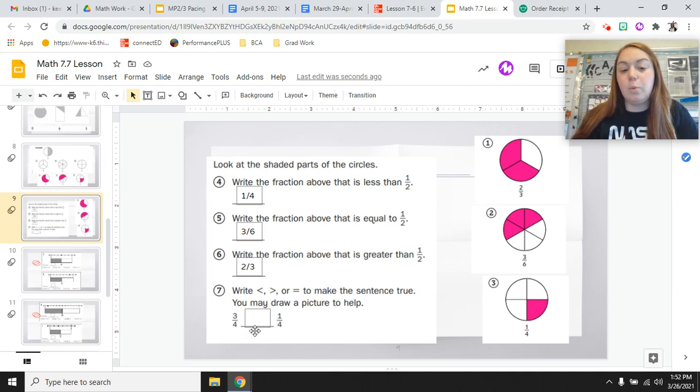3/4 is what compared to 1/4? So we have 1/4 here, and 3/4 would have 3 of the pieces filled in. So which one would be greater, 1/4 or 3/4? 3/4. And when I say greater, I mean more pieces shaded in, more of the circle filled in, closer to that 1 benchmark. Okay, so for this one, we would put it this way. So we would say that 3/4 is greater than 1/4 because it's closer to the whole or 1. And for this one, remember, you put the opening of the mouth towards the greater number or the greater fraction.